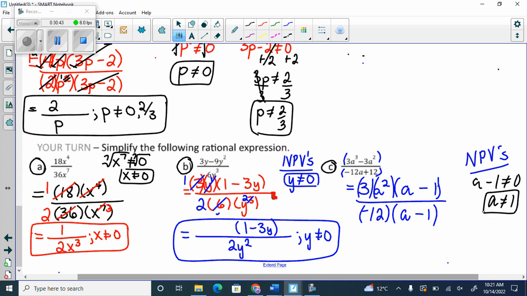Done. Now the a minus 1s can cancel off because they're twins. They match in every single way, in letter and sign. Correct? What else can I cancel off? You can take out a 3. 3 divided by 3 is 1. A negative 12 divided by 3 is negative 4. Then we write what's left over. So I have a 1 times a squared times 1, which is just a squared. And then in the bottom, I have negative 4 times 1, which is negative 4. And then that's it. And I say a can't equal 1.